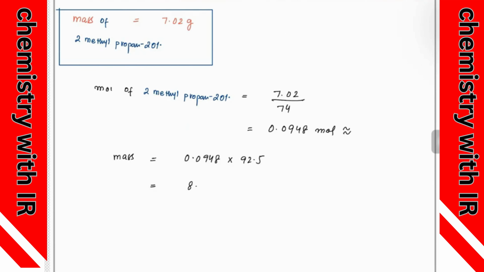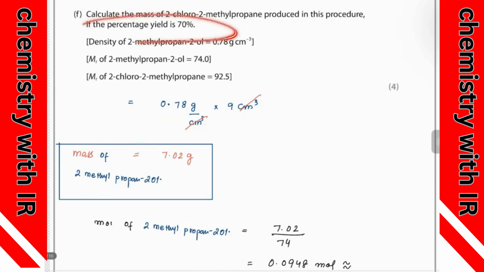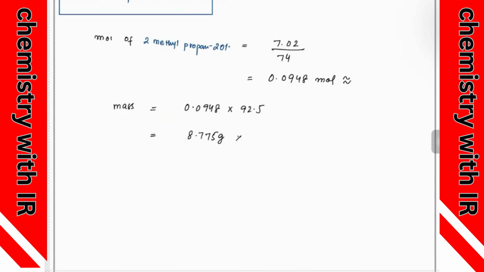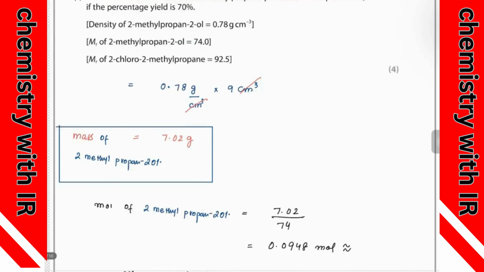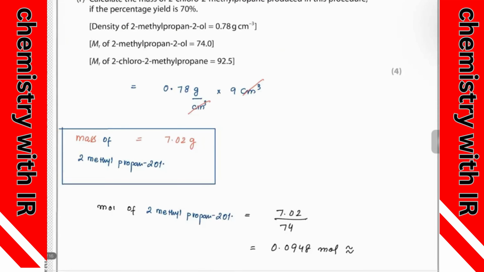So the answer is 8.775 grams. I have to take 70% of this one, multiplied by 70%. So the answer would be 6.1425 grams. They were asking the mass of 2-chloro-2-methyl propane produced in this procedure if the percentage yield is 70%. So you can do just like that.